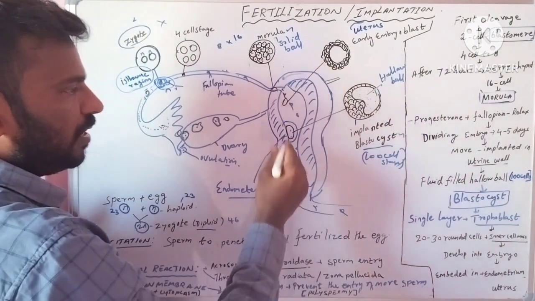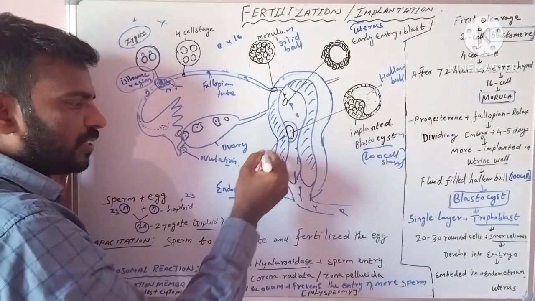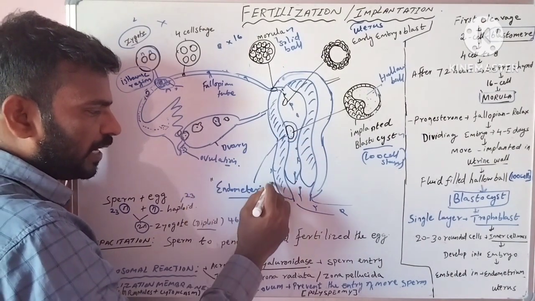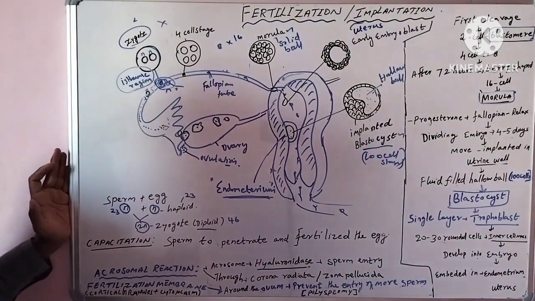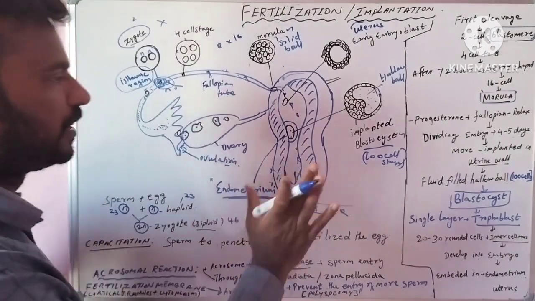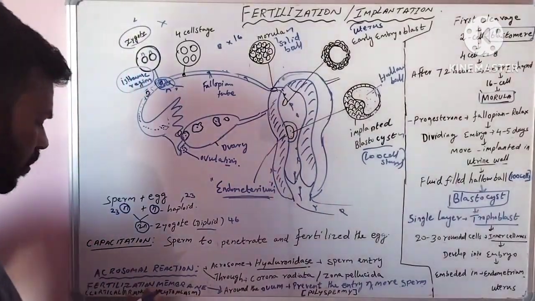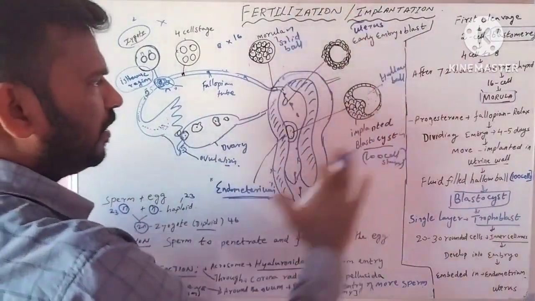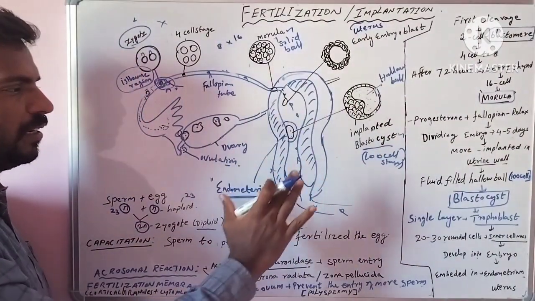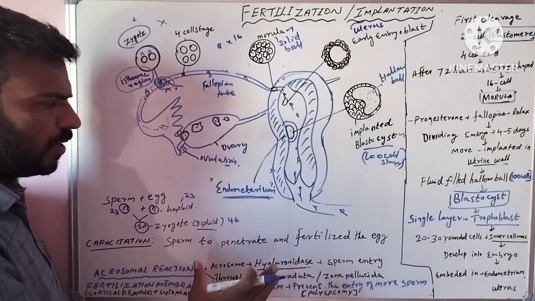The blastocyst stage will implant in the uterine endometrial layer. Okay, that's all. Now they're going to see the different stages. I will give a diagrammatic outline.